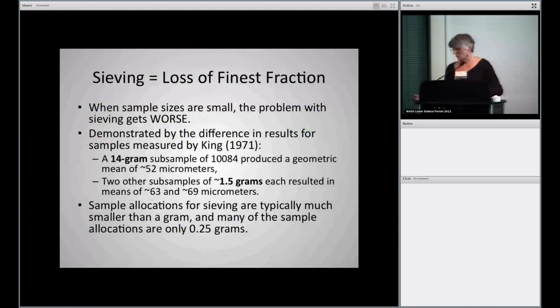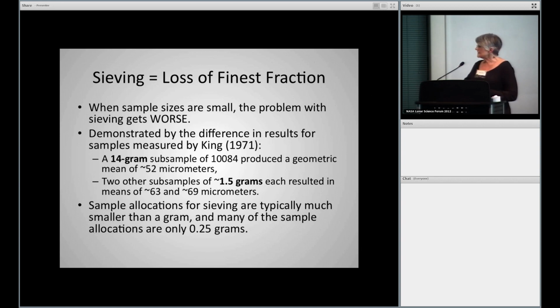So, when sample sizes are small, the problem gets even worse. This was demonstrated very well by a paper written by King. He got 3 lunar soil samples. One of them was 14 grams. The other 2 were about 1.5 grams apiece. On the 14-gram sample, he got a mean of 52 microns. On the other 2, he got means of 63 and 69 microns. So he got a larger mean when he had a smaller sample size.